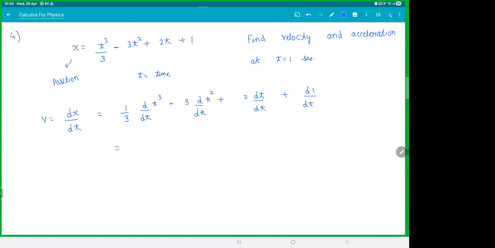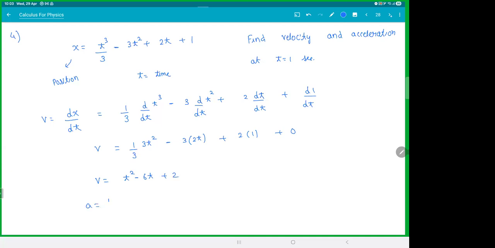T cube का differential 3t square. T square का differential 2t. dt by dt is 1. Constant का differential 0. So velocity v is nothing but t square minus 6t plus 2.